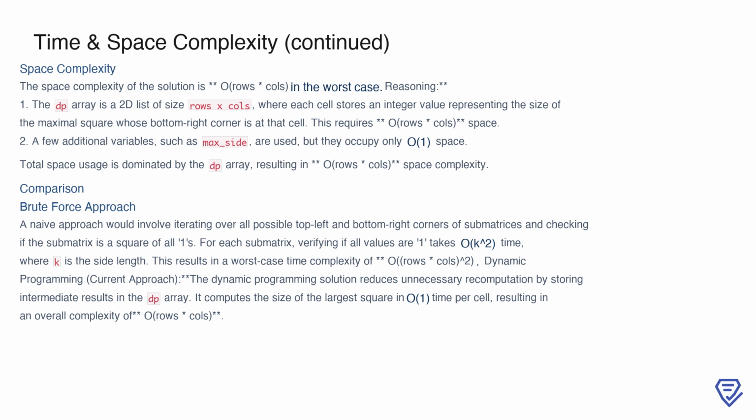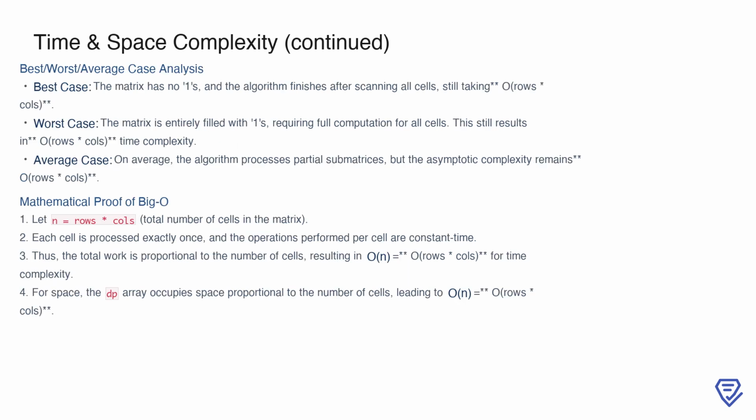Comparing this to a brute force approach, where every possible submatrix would be checked to see if all values are 1, the naive method would have a time complexity of O((rows * cols)^2), because it would involve iterating over all submatrices and validating each one. Dynamic programming avoids redundant computations by storing results, reducing the time complexity to O(rows * cols), while maintaining manageable space requirements. To better understand the performance, we can analyze the algorithm under different scenarios.